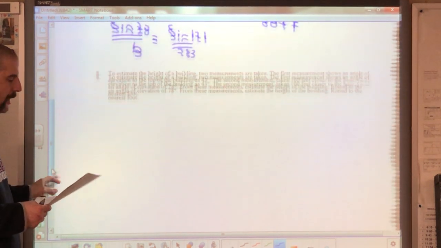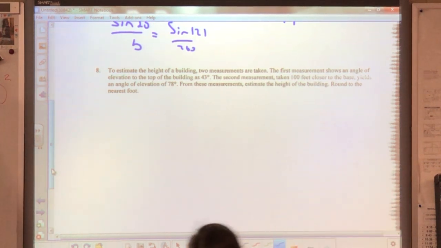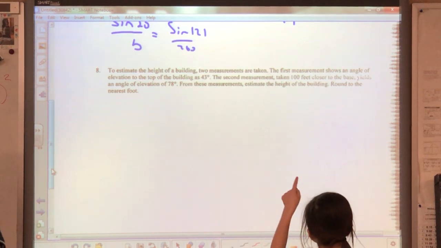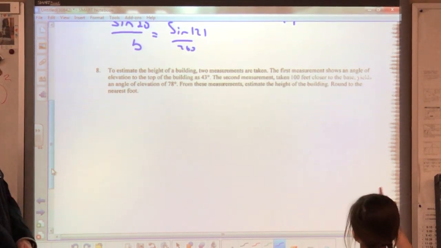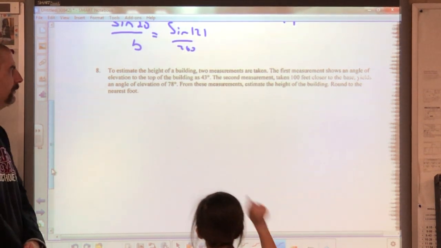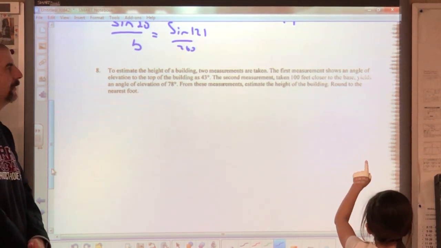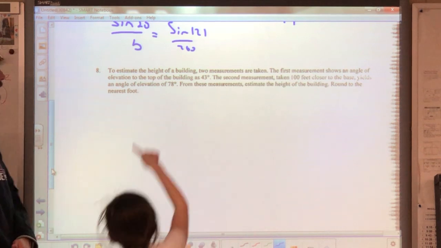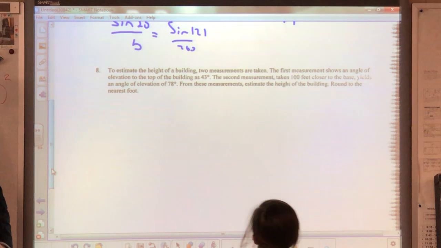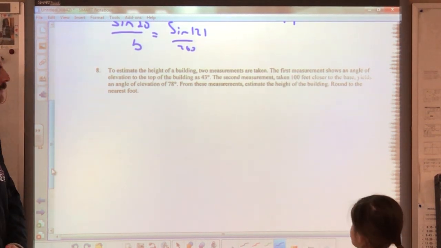All right, last problem, okay? To estimate the height of a building, two measurements are taken. The first measurement shows an angle of elevation to the top of the building as 43 degrees. The second measurement, taken 100 feet closer to the base, yields an angle of elevation of 78 degrees. From these measurements, estimate the height of the building. Round to the nearest one.